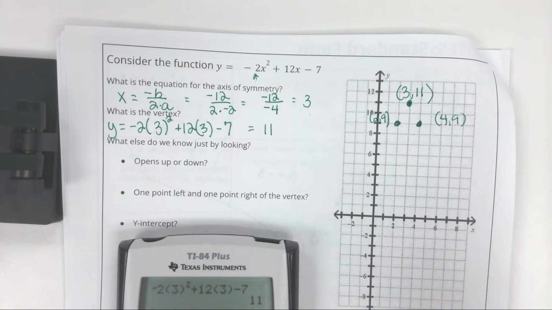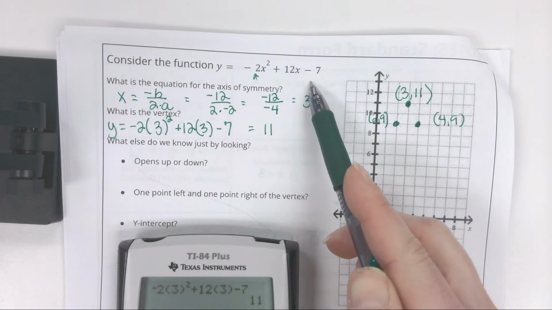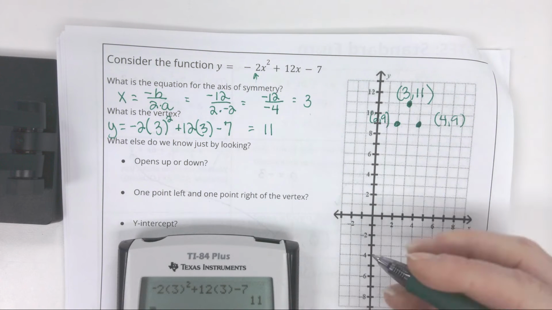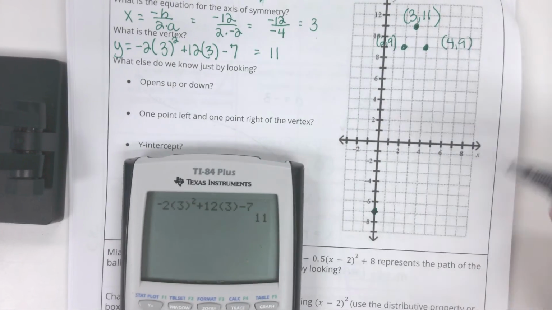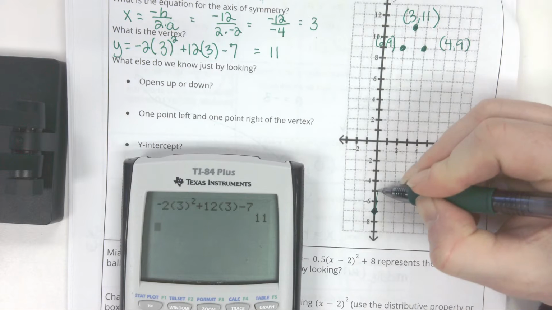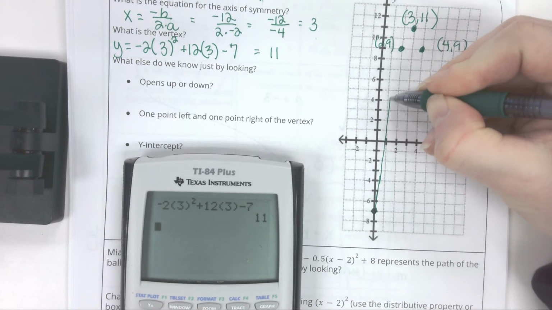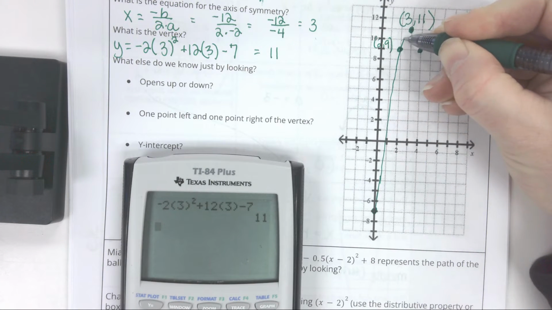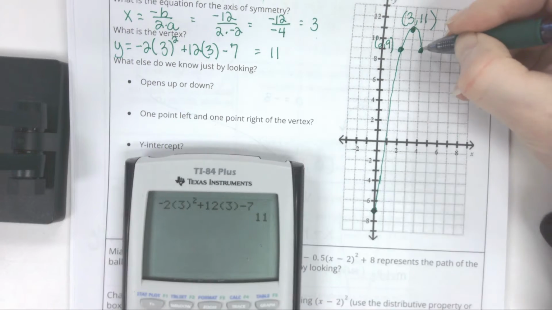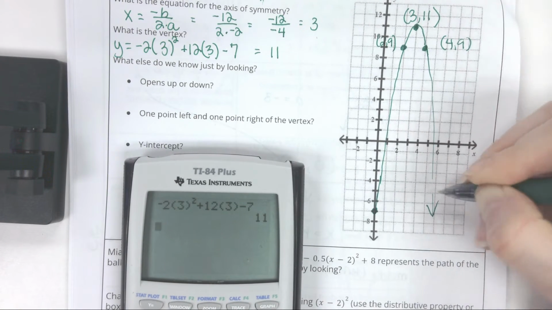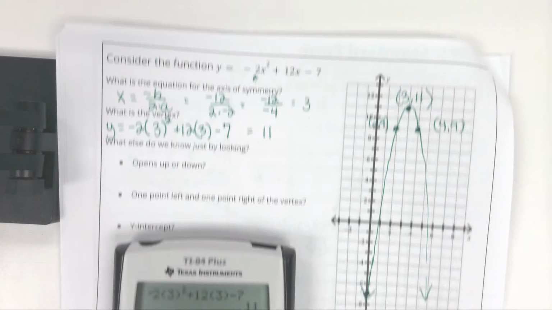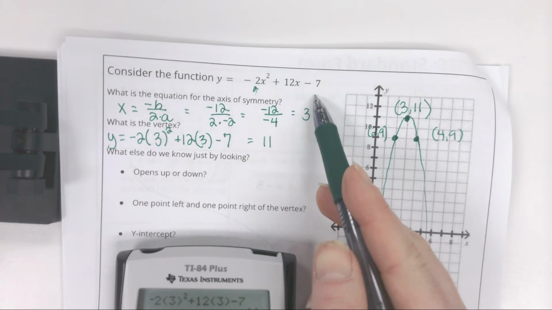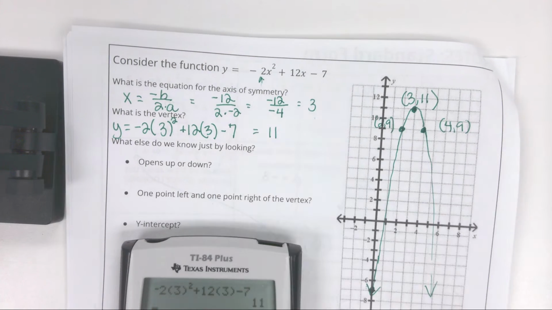Isn't the y-intercept negative 7? Now it's going to be hard for us to draw this neatly, but you could also put that negative 7 point just so you get the width of it. Why go down to negative 7? Well, I knew it had a y-intercept of negative 7, so I just went ahead and plotted that point.